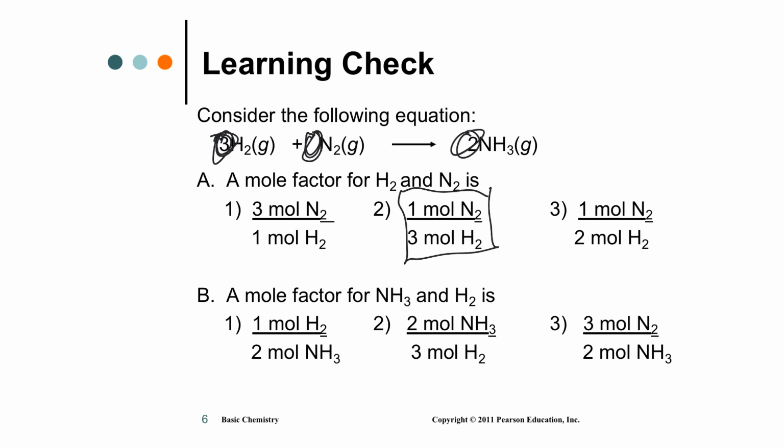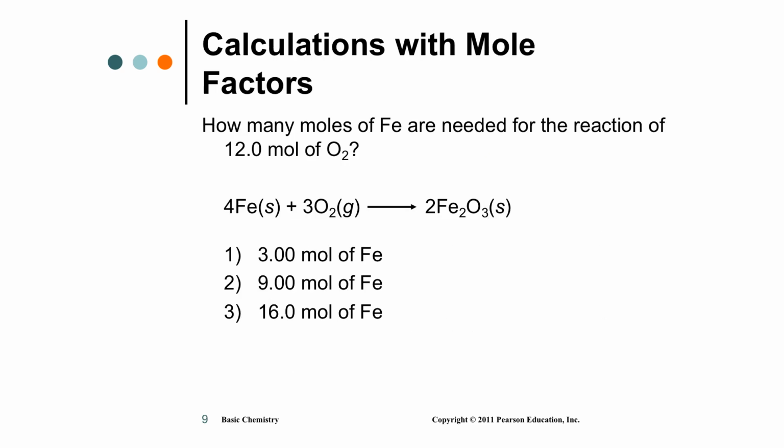B part, the mole factor for ammonia and hydrogen, is, okay, well, for every 1 of nitrogen, I've got 2 of ammonia. So I'm looking for 2 moles of ammonia and 1 mole of hydrogen. So here it is right there. That's the relationship that you're going to be using as you go from one to another. So tomorrow we're going to play with all this.